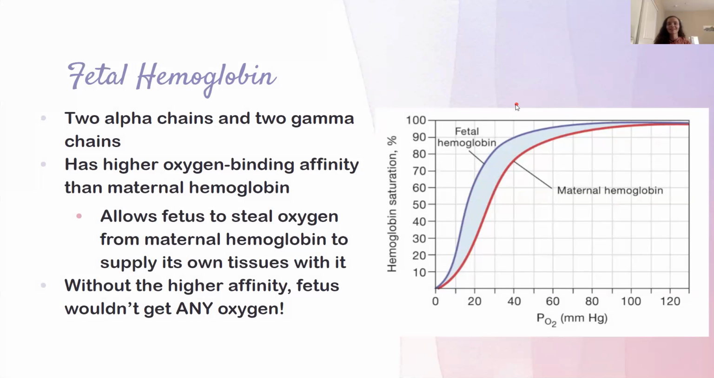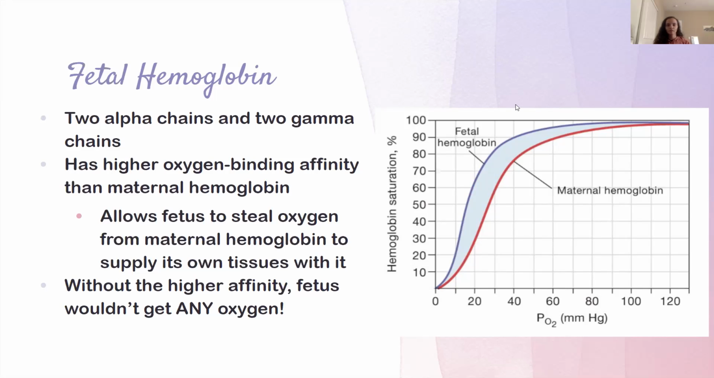So a really cool thing is fetal hemoglobin. Fetal hemoglobin is different from normal adult hemoglobin in its biochemistry. Our normal adult hemoglobin is made of 2 alpha and 2 beta chains. Our fetal hemoglobin is made of 2 alpha and 2 gamma chains.